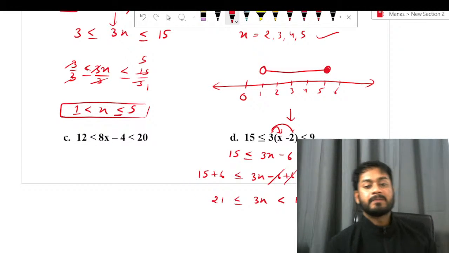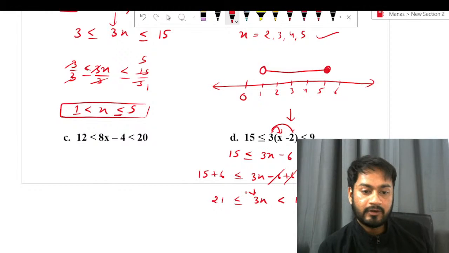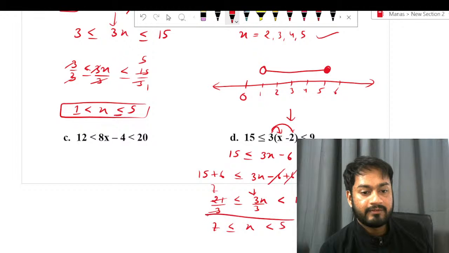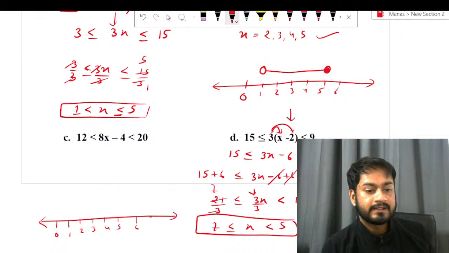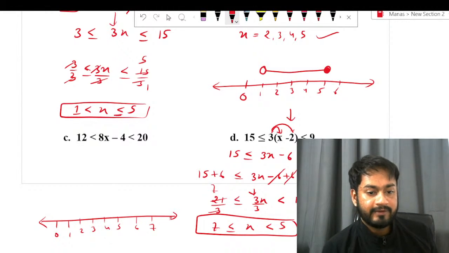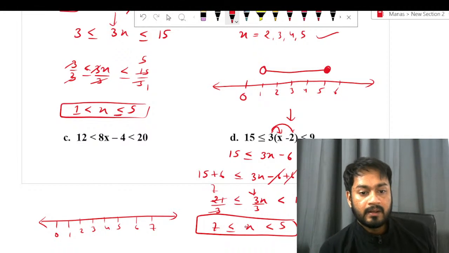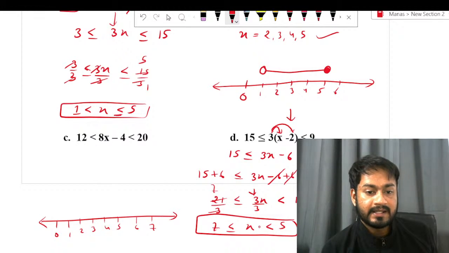Now we need to eliminate this 3 also, so we'll divide all the sides by 3. So 21 divided by 3 is 7, 7 is less than or equal to x, less than or equal to 5. Now if you want to make a number line, this will be 0 1 2 3 4 5 6 7. This one is quite different. Here the value of x is greater than or equal to 7, and the value of x is less than or equal to 5.